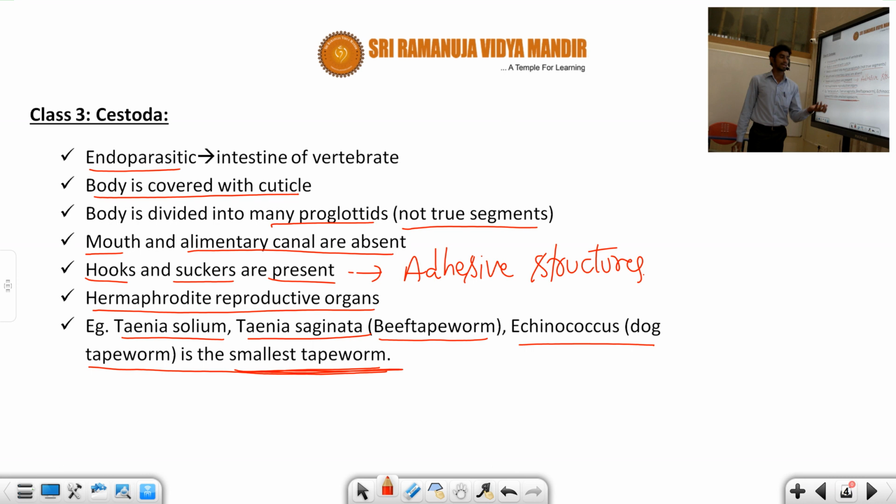Echinococcus, this point is very important, is considered the dog tapeworm. It is the smallest tapeworm in the Platyhelminthes. These are the common examples: Taenia solium, Echinococcus, and Taenia saginata.